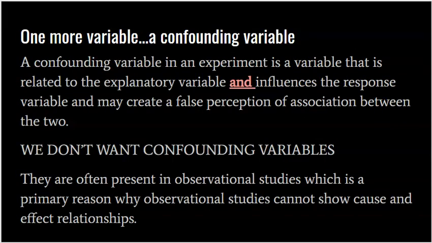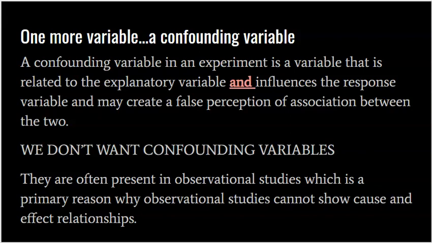All right, now there is one more super important variable, and that is a confounding variable. A confounding variable in an experiment is a variable that is related to the explanatory variable and influences the response variable. And this may create a false perception of an association between the two variables. So because there's this third variable somehow related to both the explanatory and the response, then we're not really sure. Did the explanatory influence the response, or did this other confounding variable? So keep in mind, we do not want confounding variables.